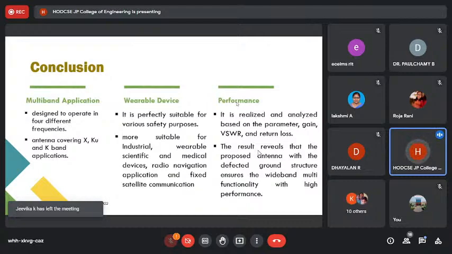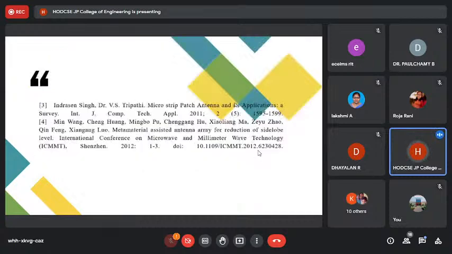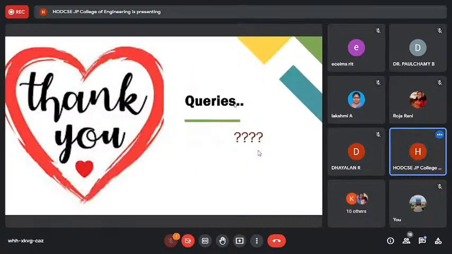The performance was realized and analyzed based on parameters like gain, return loss, VSWR, and operating frequency ranges. The result reveals that the proposed antenna with the defective ground structure ensures wide multi-functionality with high performance. Okay, so thank you so much for giving this opportunity.